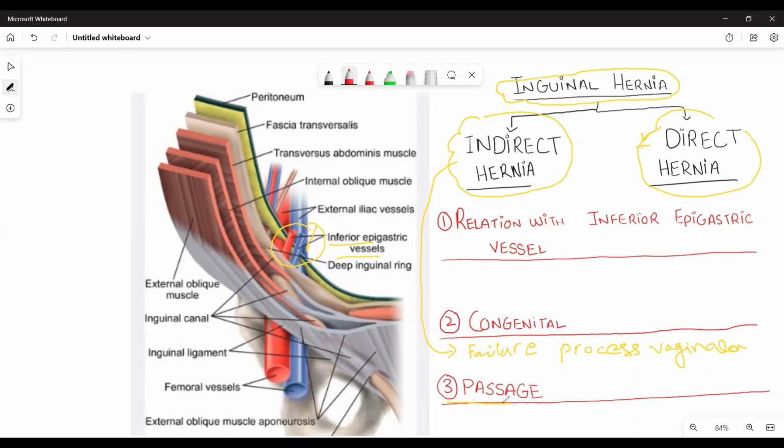Next is the passage. The indirect inguinal hernia passes through both the deep inguinal ring and this superficial inguinal ring. The superficial inguinal ring is basically the defect in the external oblique aponeurosis, while the deep inguinal ring is basically the defect in the fascia transversalis. So the next important difference is that the indirect inguinal hernia passes through both the deep and superficial inguinal rings, while the direct inguinal hernia only passes through the superficial ring.